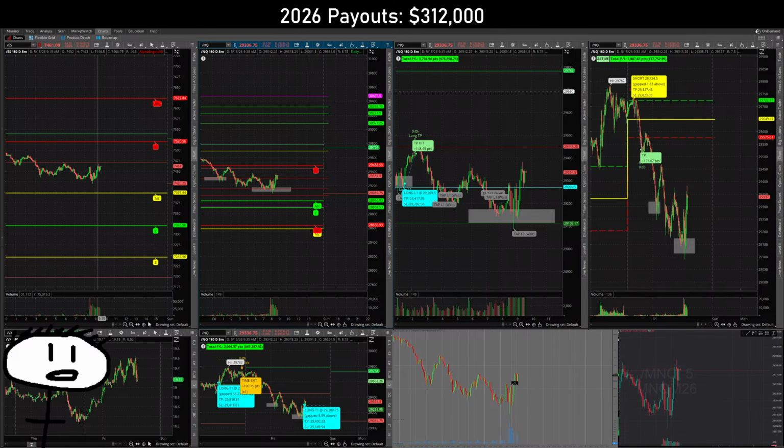Oh, and I think the long triggered on my Ninja Trader as well. $29289.41. But my Ninja Trader took the trade, and it got a better entry than this one.